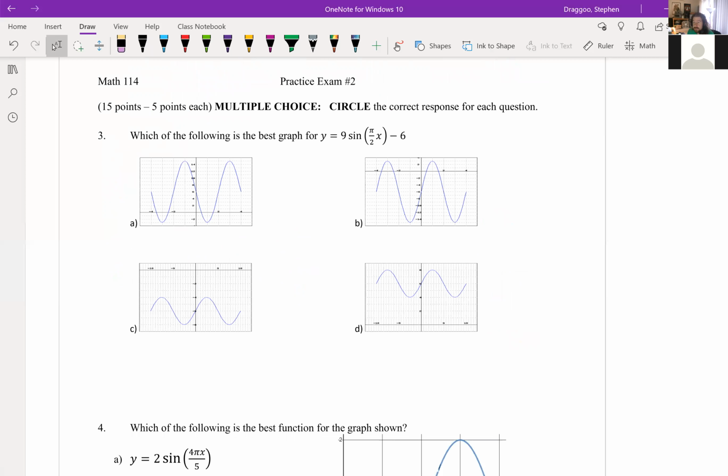Problem 3. Which of the following is the best graph for y equals 9 sine of pi over 2x minus 6? Just kind of glancing through these, A is a positive number, so I'm looking at positive sine, and this option has a negative A value. A is negative, so that one's out.